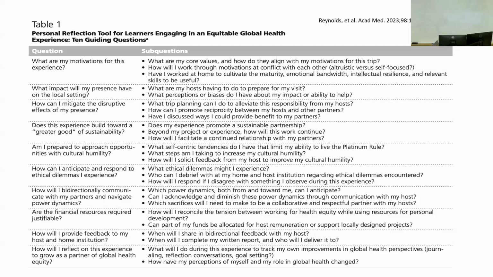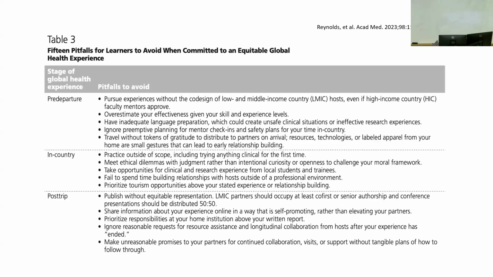School of Medicine puts not a trivial amount of money into making these opportunities available to you. Nothing to laugh about, okay? How will I provide feedback to my host and home institution? How will I reflect on this experience moving forward? He offers 15 pitfalls to avoid. I've seen every single one of these, another dozen.